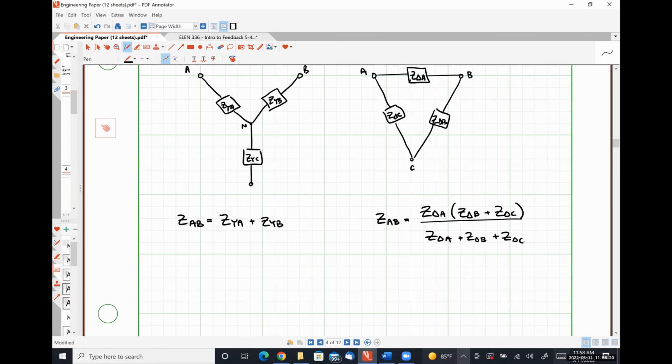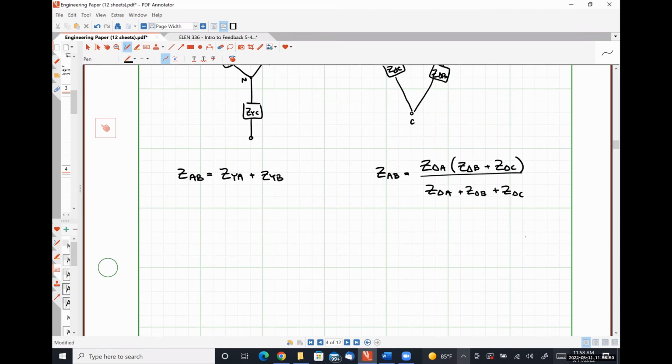Does that make sense? Why we have to include that other bit as well? Obviously, Z delta A is directly between terminals A and B. We also have this other path that current could take that we need to take into account. Okay. So if we equate these two expressions for ZAB, what we'll find is that we're going to get one equation. So let's just call this number one.